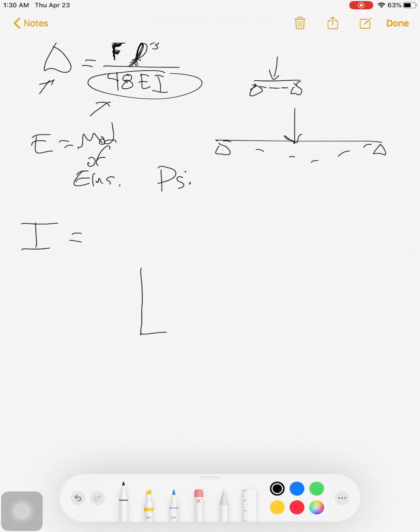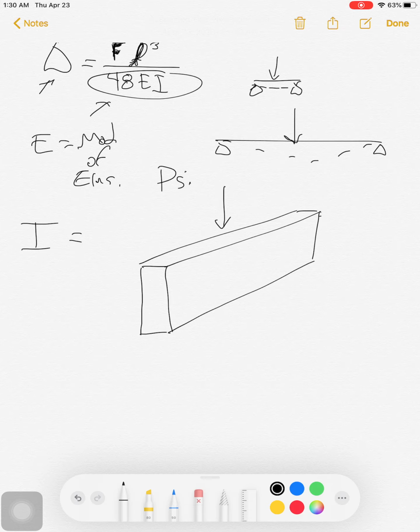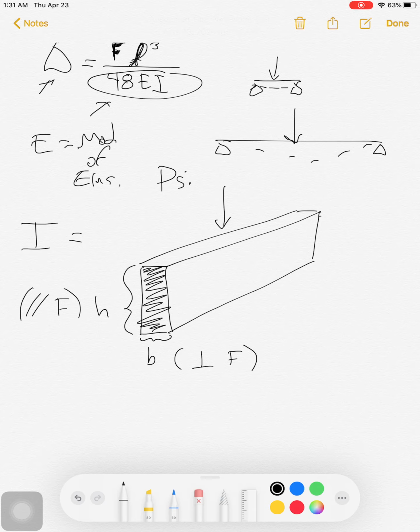So if I have a beam that looks like this, and I apply a force to it, the I value is actually based on this shape. That's called our cross-sectional shape. And what we're going to look at is this dimension, which is called the base. Now the base is perpendicular to the force. And then we'll have another dimension called the height. And this is actually going to be parallel to the force.